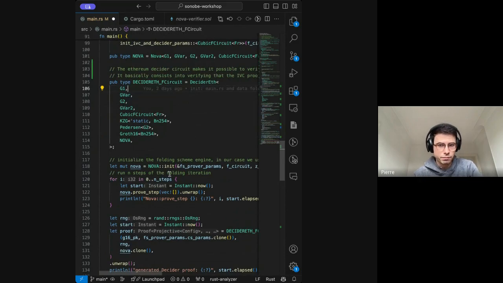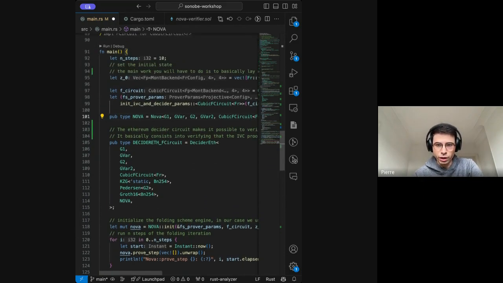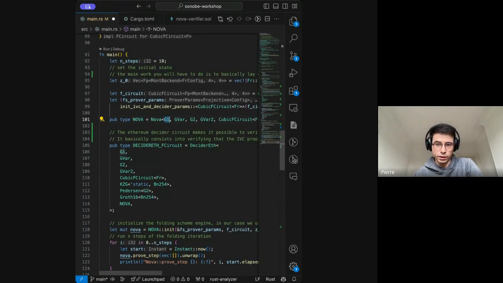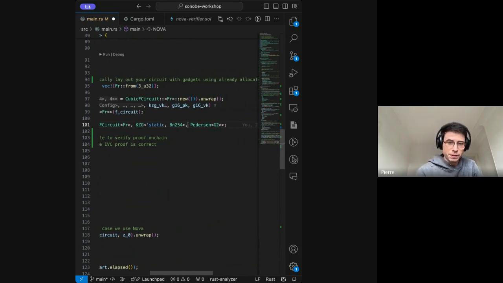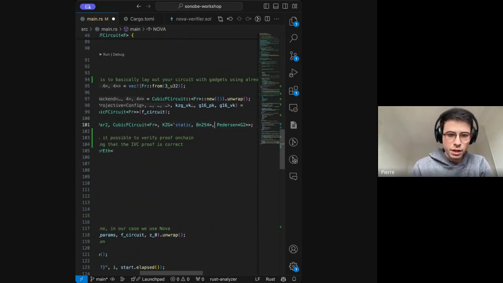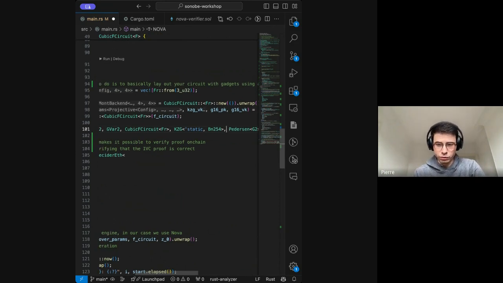And we can basically just say to Nova that we are using G1 and G2. Here it's BN254 and Grumpkin cycle of curves. We tell Nova that we want to use KZG with Pedersen commitments for this specific instance of the IVC that we are going to run.